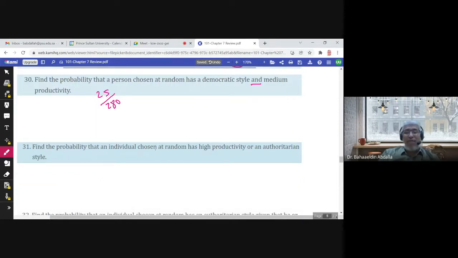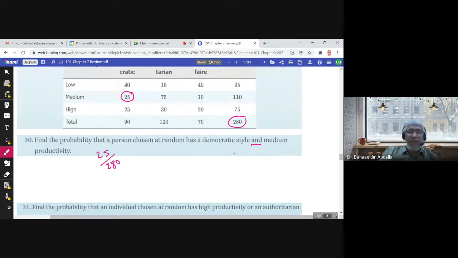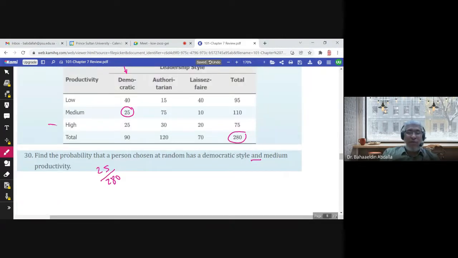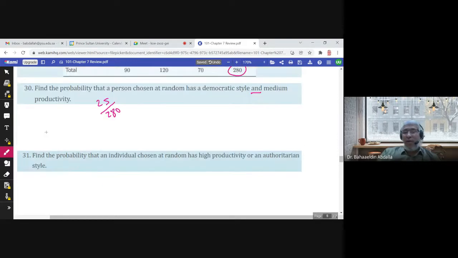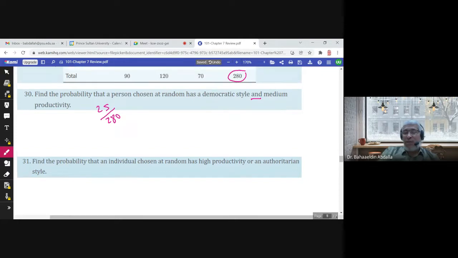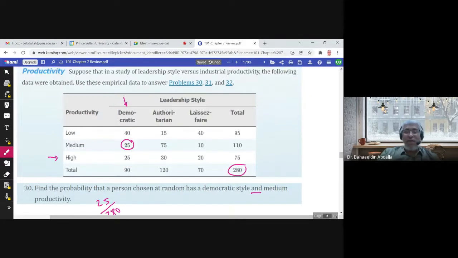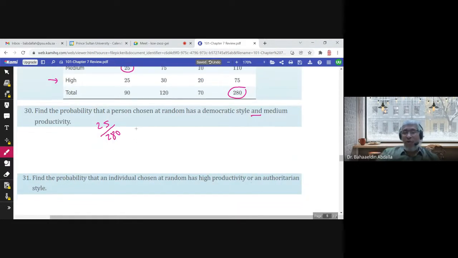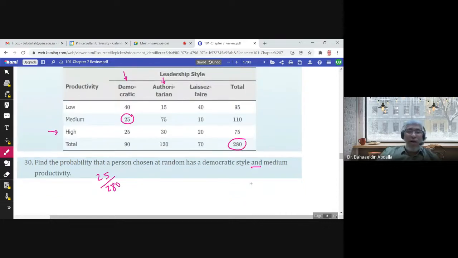Find the probability that an individual chosen at random has high productivity, high, so he's asking about high now, or authoritarian style. So this is the authoritarian style. He's asking or, okay, or. So high or authoritarian.